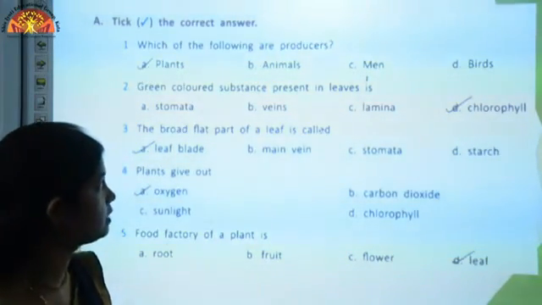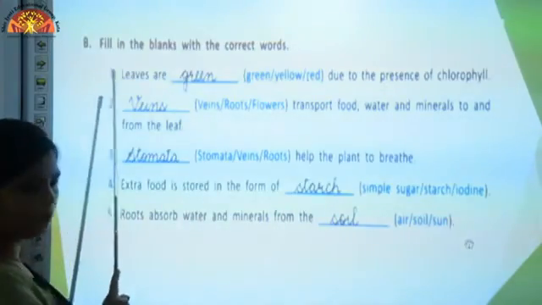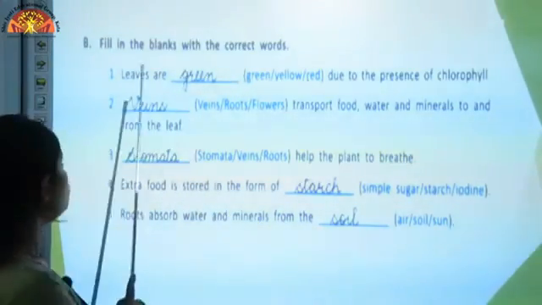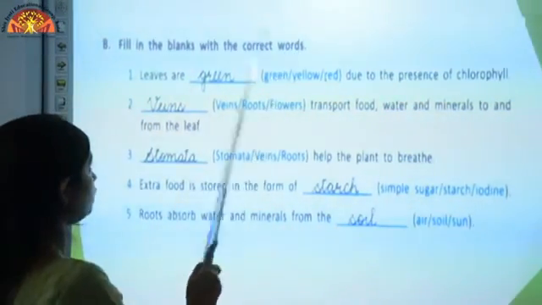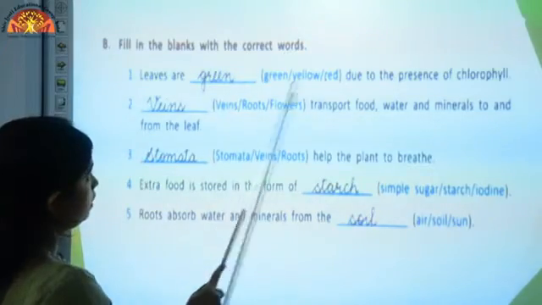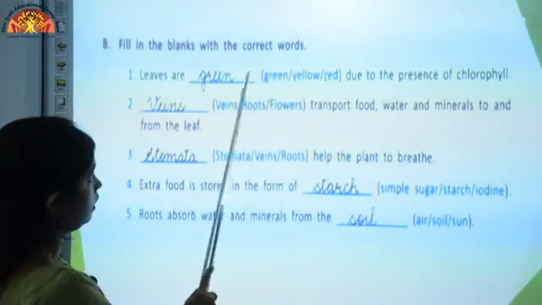Now we move to next exercise, that is exercise number B. It's on the same page. Fill in the blanks with the correct words. Now here some options are also given in the bracket.